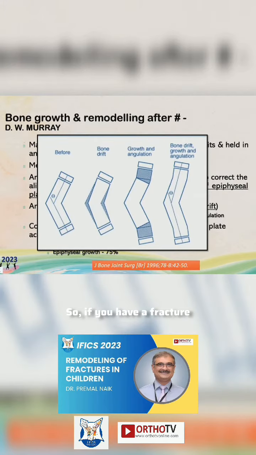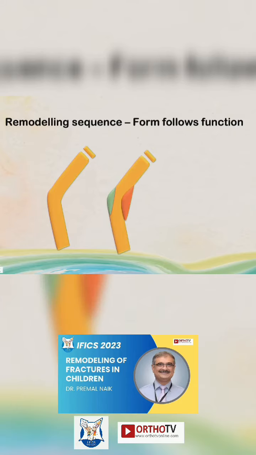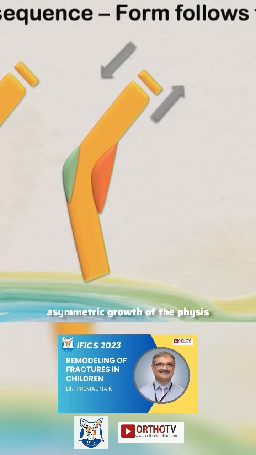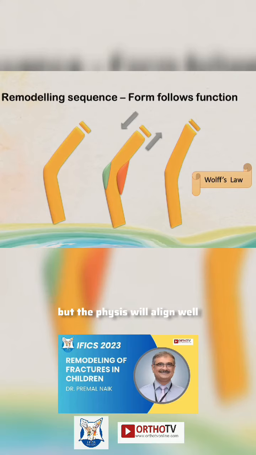So if you have a fracture, this is how it acts. Let me show you in a simplified way. If you have an angulated fracture like this, there is more bone on the concave side, the convex side bone is taken off, but the majority of the correction comes from asymmetric growth of the physis. So there may be some residual angulation in the mid shaft, but the physis will align well.